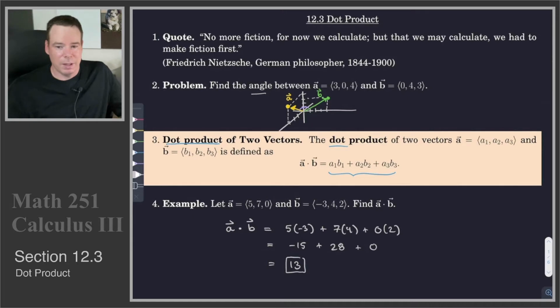Now one question you may ask is, what does the number 13 actually mean? We get a product of 13. What does that actually mean? In terms of the original two vectors, what is this value that comes out? What does it tell us about the original two vectors? And that's what we're going to get into and explore in this section.